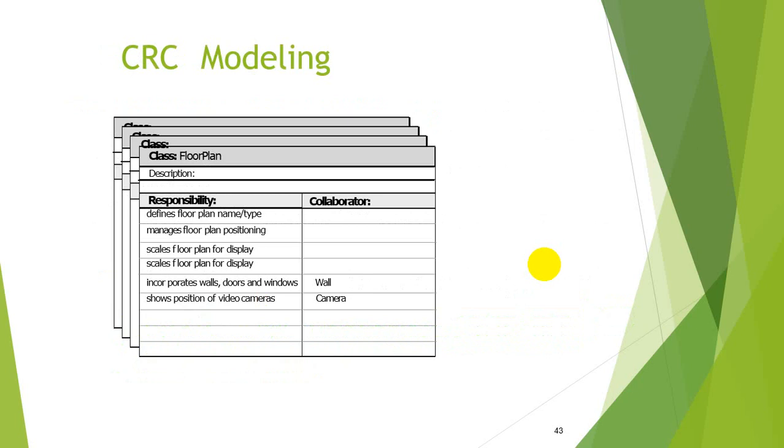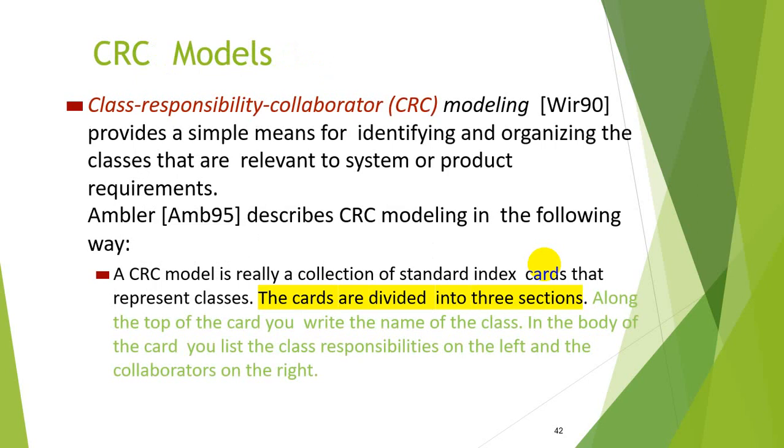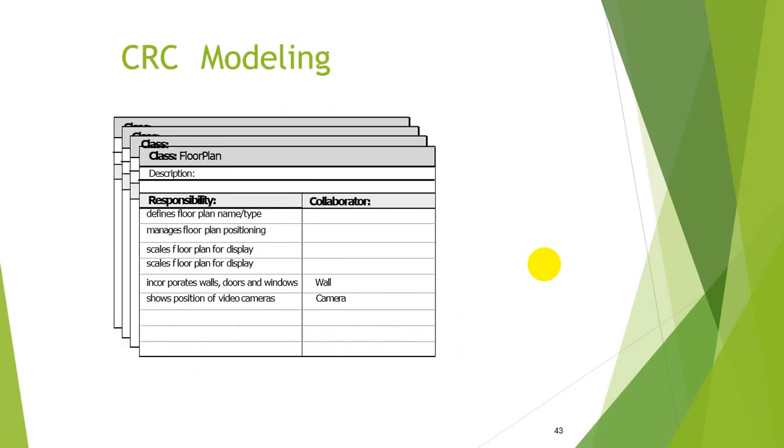And through these responsibility descriptions, you can easily identify the attributes and the operations that manipulate those attributes. And on the right, the collaborators, which are wall, camera, etc. Okay, so the collaborators are on the right.